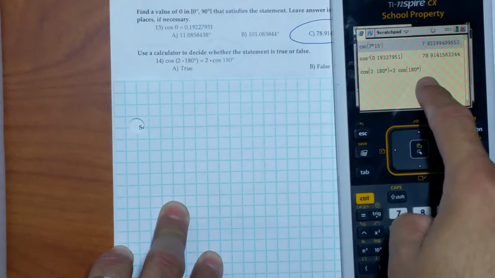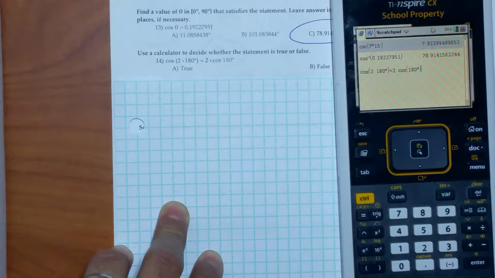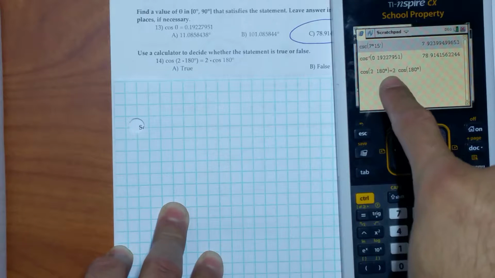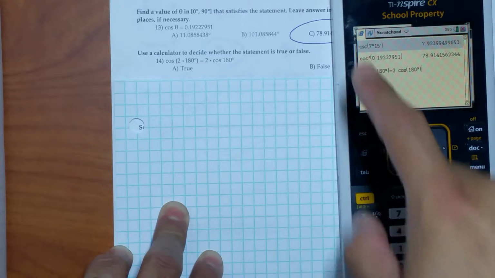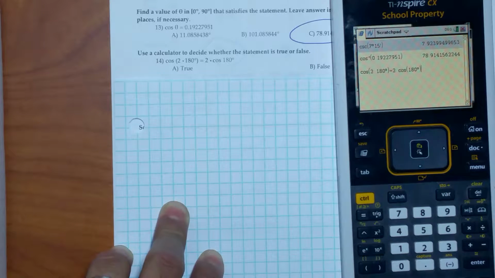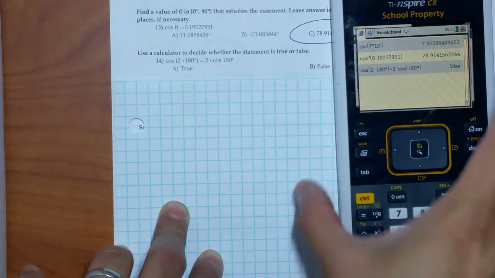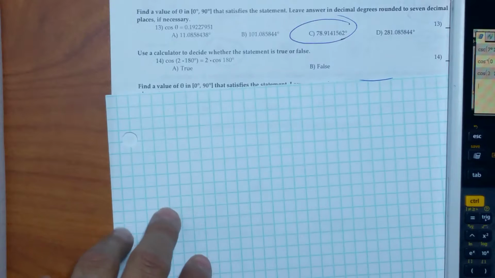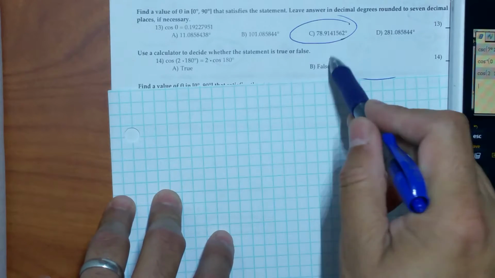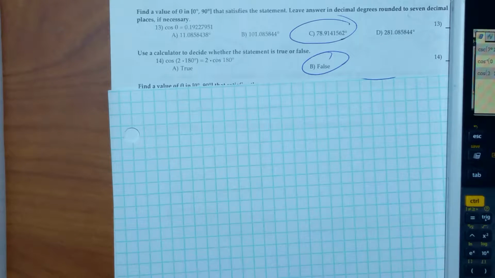Make sure you plug it in correctly. I had a lot of people earlier today, they didn't close the parentheses at the right spot before the equal sign. And a bunch of them just got it wrong because of that. So you have to be very careful about it. Hit enter, and my answer is false. So the calculator will do it for you as long as you know how to plug it in. Questions over that? No. Okay.